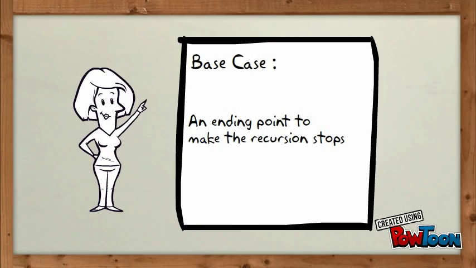In this case, it's called a base case. So whenever you build a truly perfect recursive function, you need to have something called a base case. It's pretty much an ending point, so the recursive function stops.